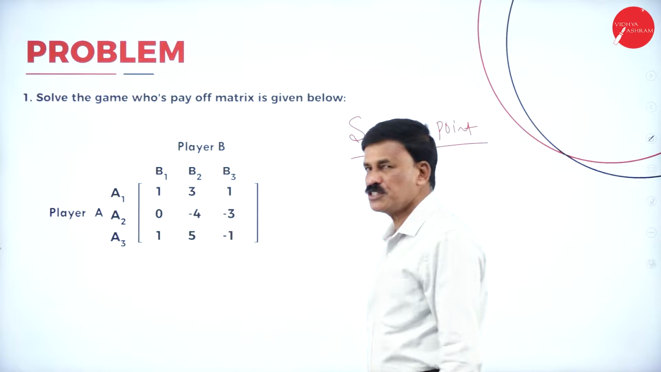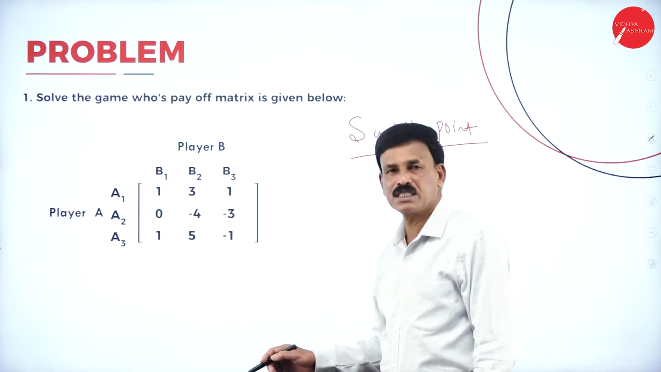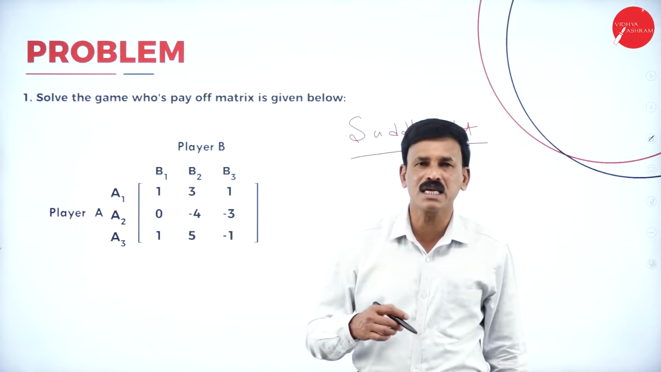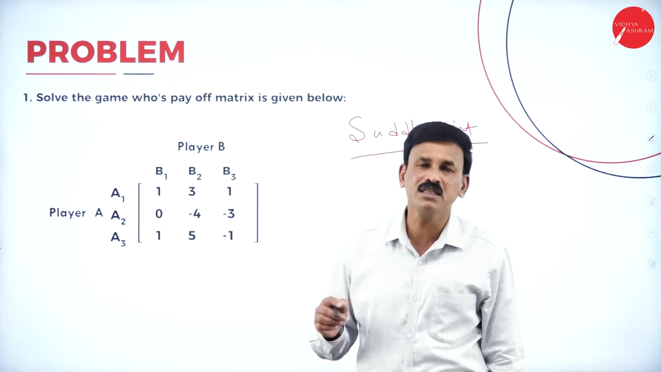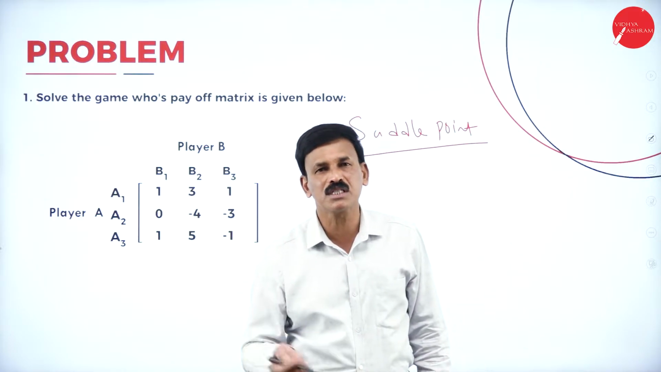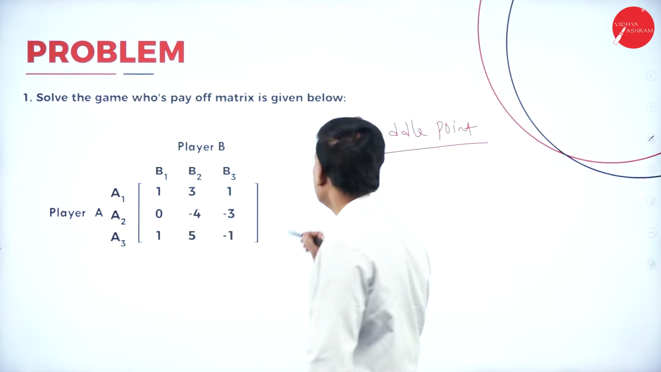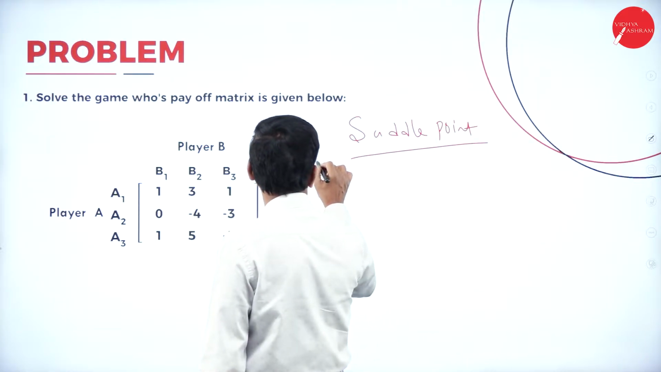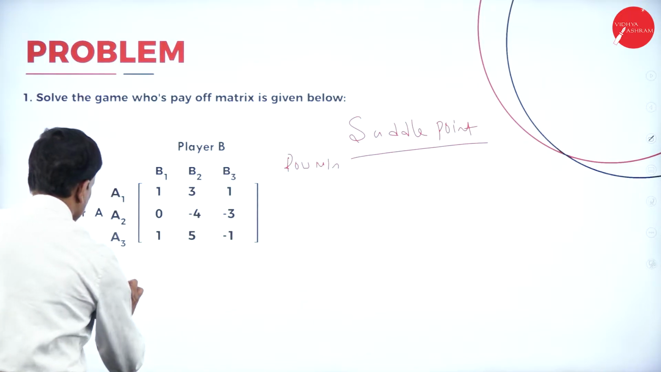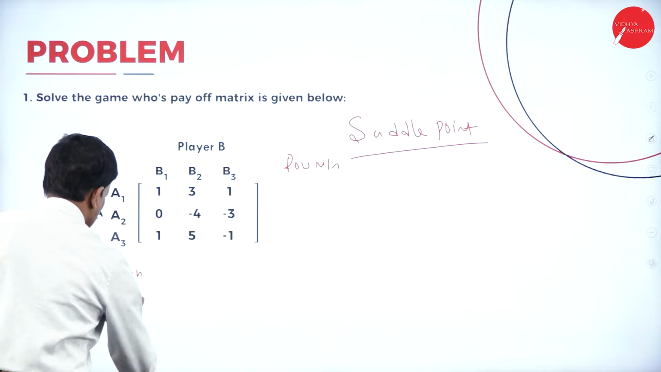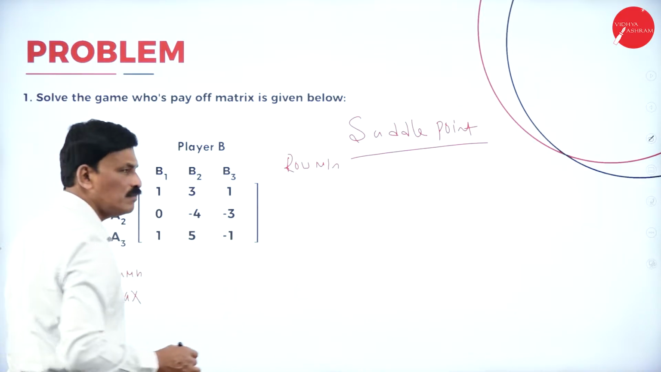Now, as usual, we find the row minimum and column maximum. Find the minimax and maximin value and verify whether the minimax and maximin values are equal, then that itself is called the value of the game, that is the saddle point. What is to be determined first? First find out the row minima. Now let us write down the row minima for this, and here the column maximum.